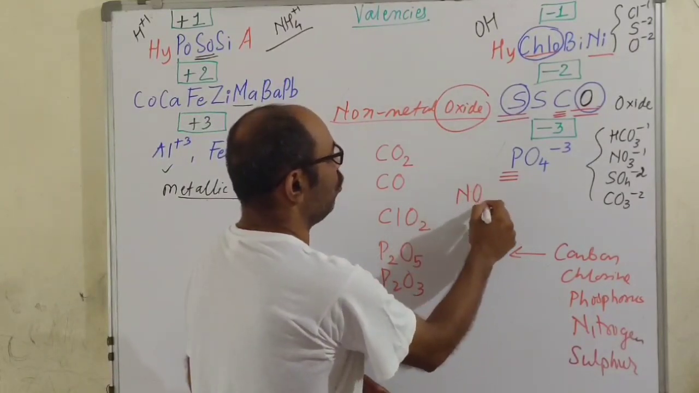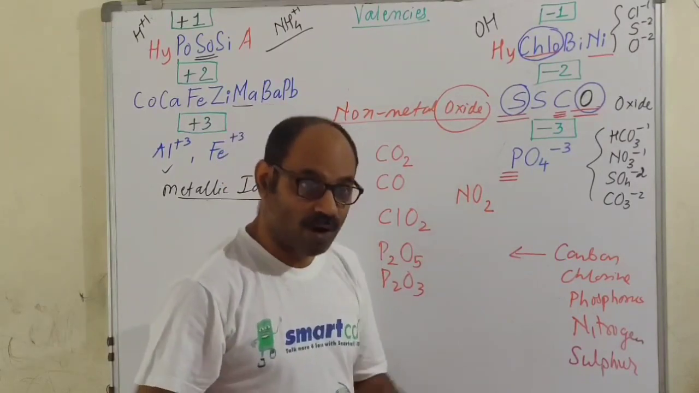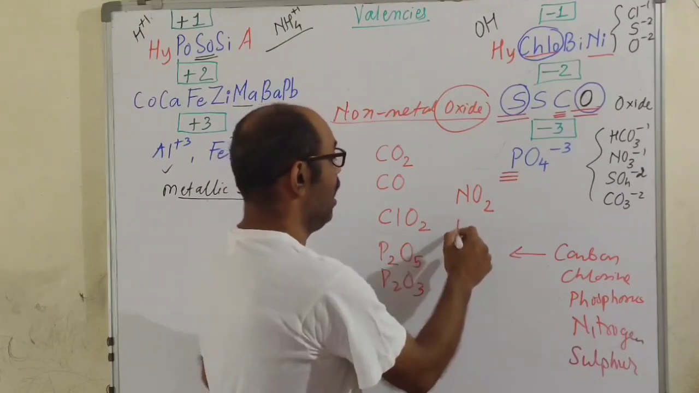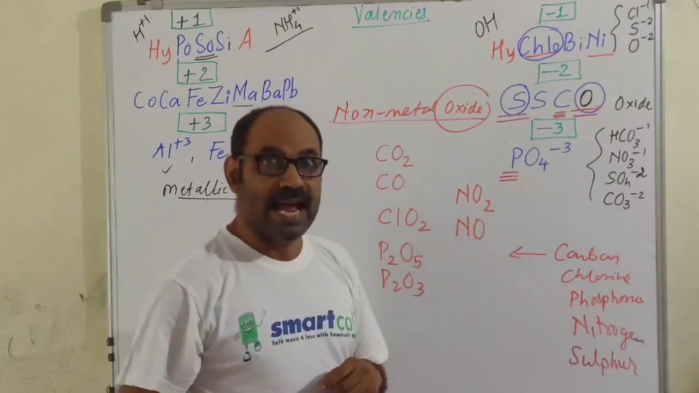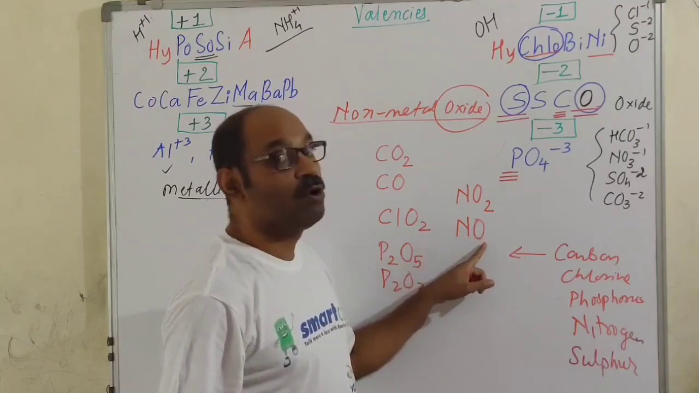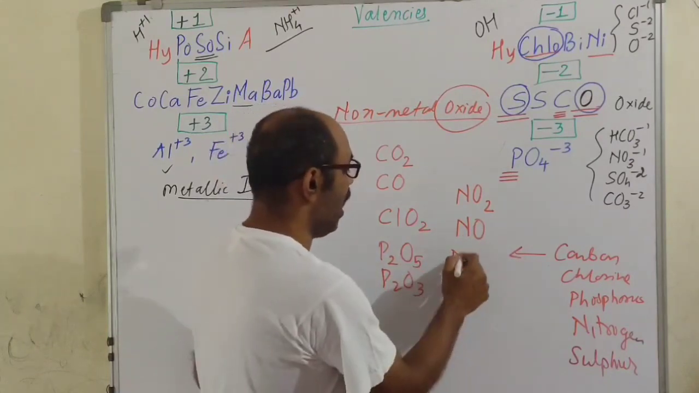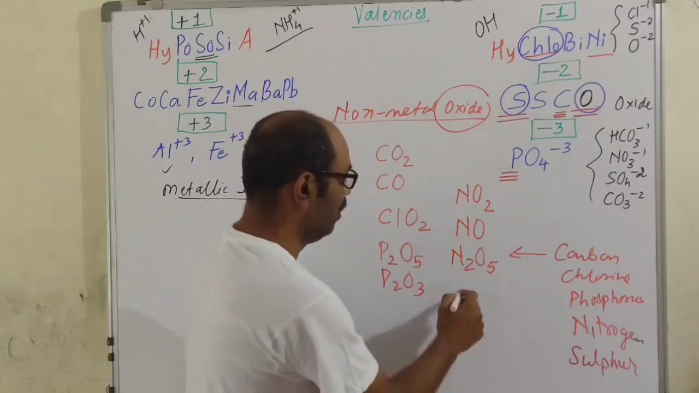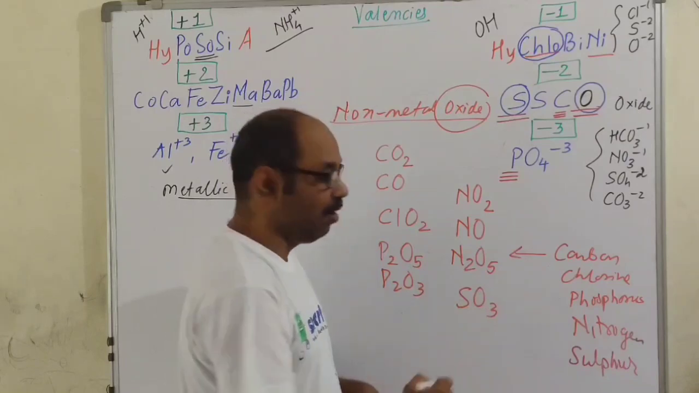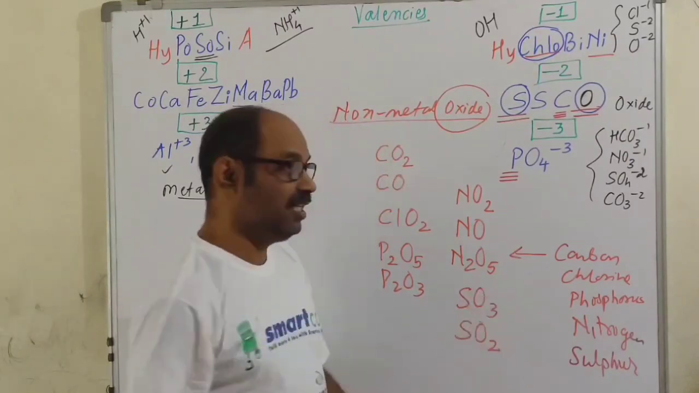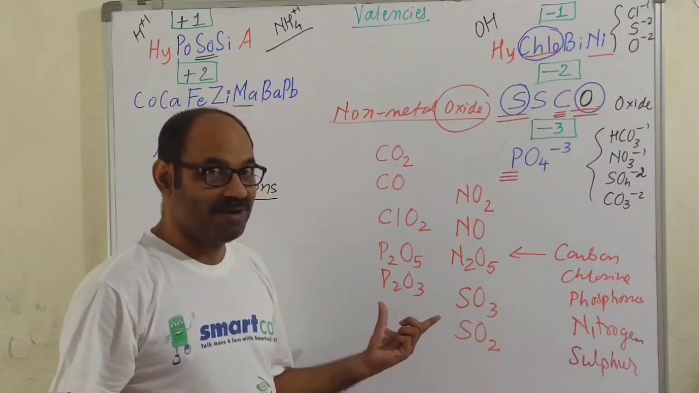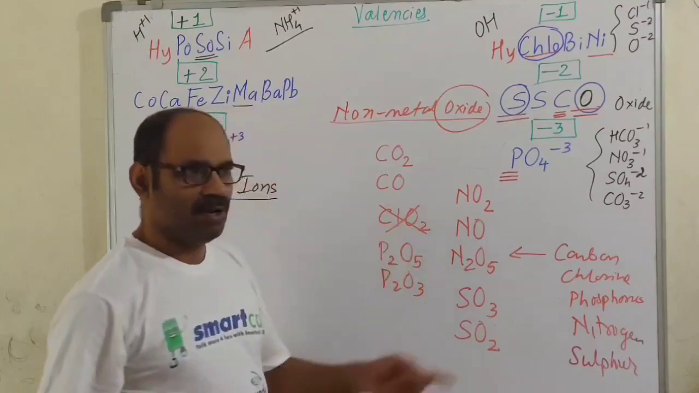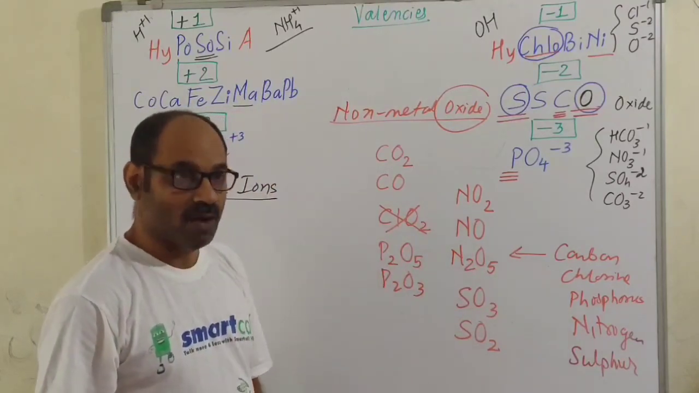Nitrogen, NO2, nitrogen dioxide is formed by sharing of electrons between two atoms of oxygen and one atom of nitrogen. NO is also formed, nitric oxide, or you can say nitrogen monoxide. One means mono. N2O5, nitrogen pentoxide. Sulfur trioxide is formed and sulfur dioxide is formed. Please note this in your book and remember all this. If you don't remember this, it's okay, because hardly we are going to use that chlorine non-metal oxide.